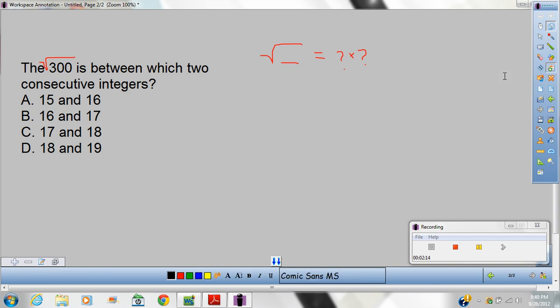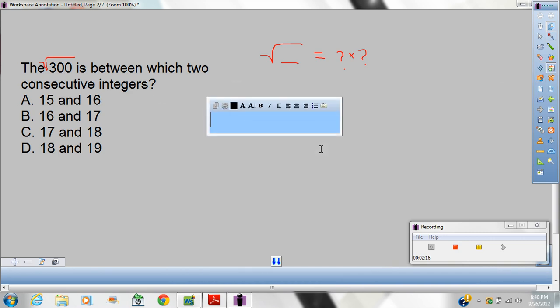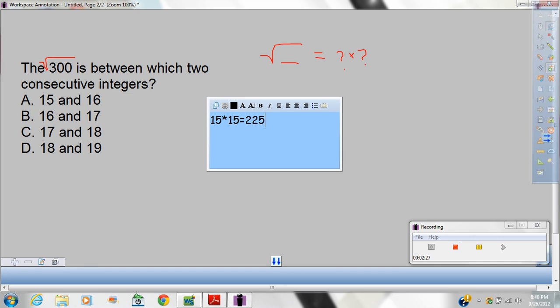I'm going to pull up my text box. Make it a little bit bigger over here. Okay. So let's start with A. So 15 times 15 gives you 225. We could be closer to 300. Let's see what 16 gives us. 16 times 16 equals 256.